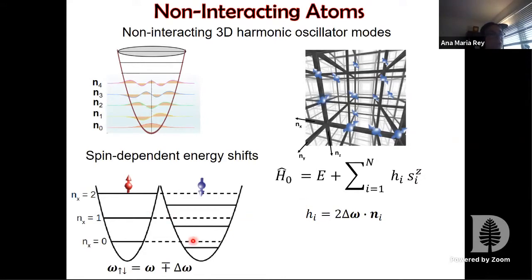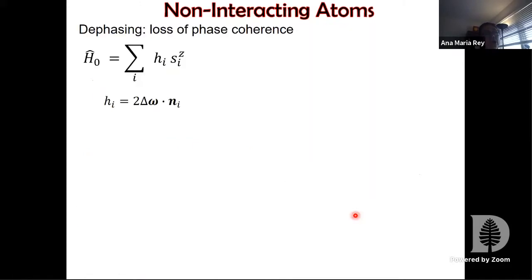Because the harmonic oscillator energy depends linearly on the mode, we have particles that have slightly different energy. So you have a bunch of spins, each one with a slightly different energy or effective magnetic field, and therefore each one is going to precess at a different frequency. And we can tune the magnitude of this H_i by controlling the inhomogeneity, the delta omega.